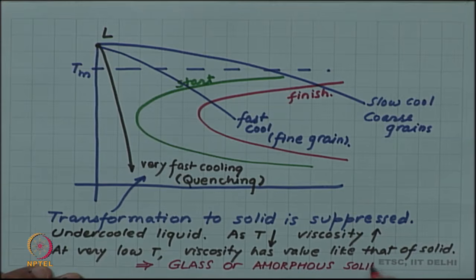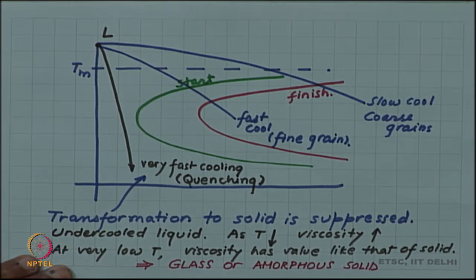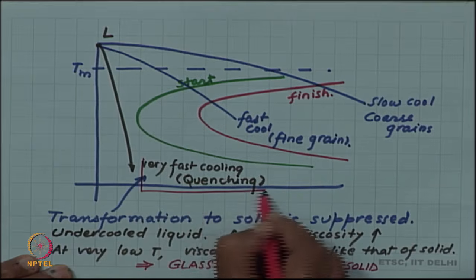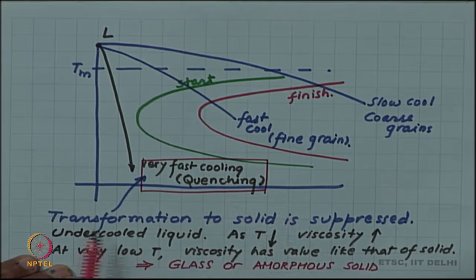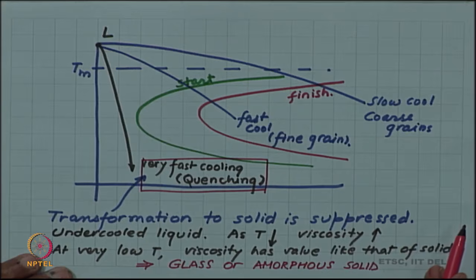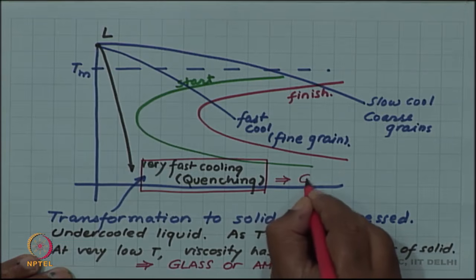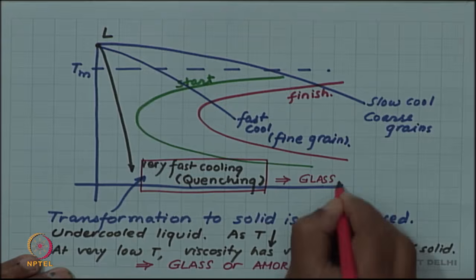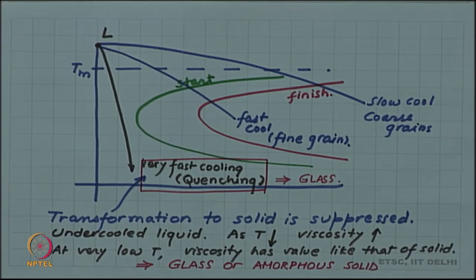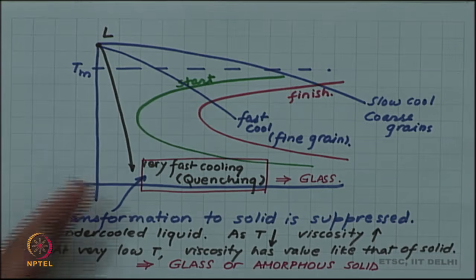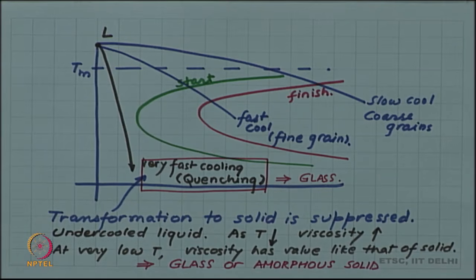Which is also called amorphous solid. So, very fast cooling or quenching such that the solidification curve is avoided, it never hits the start curve, will then result in the formation of glass. So, the TTT diagram for liquid to solid transformation also helps in understanding why very fast cooling can give us glass instead of a crystalline solid.